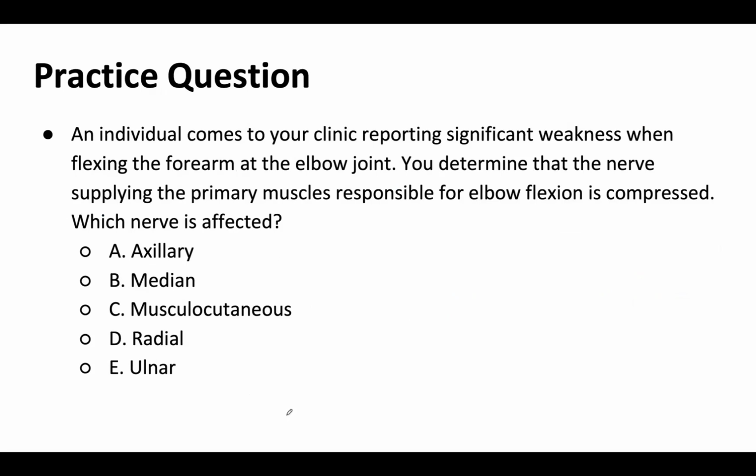All right, we have finally reached the practice question. An individual comes into your clinic reporting significant weakness when flexing the forearm at the elbow joint. You determine that the nerve supplying the primary muscles responsible for elbow flexion is compressed. Which nerve is affected? All right, pause the video, and then when ready, let's discuss.